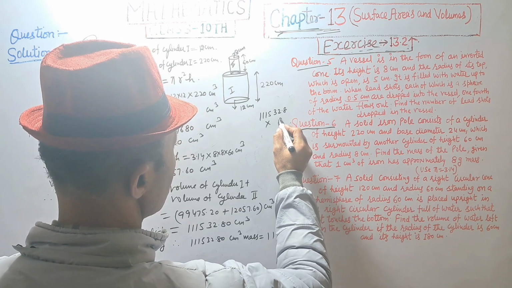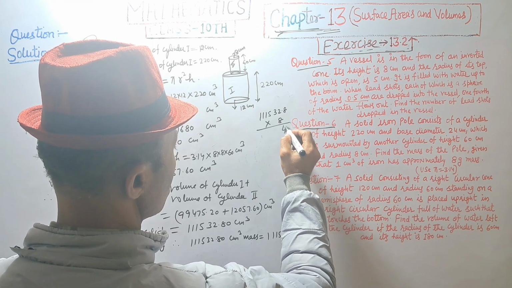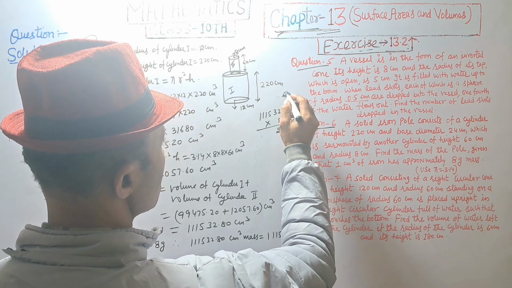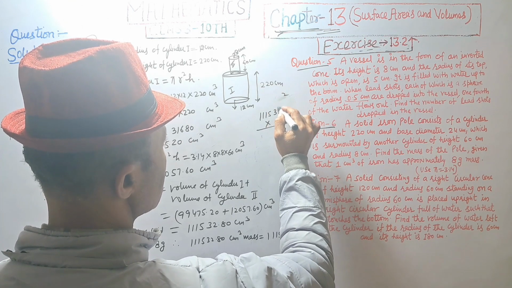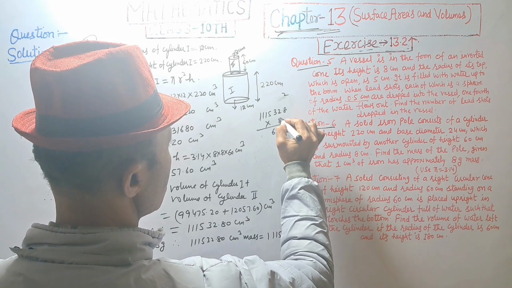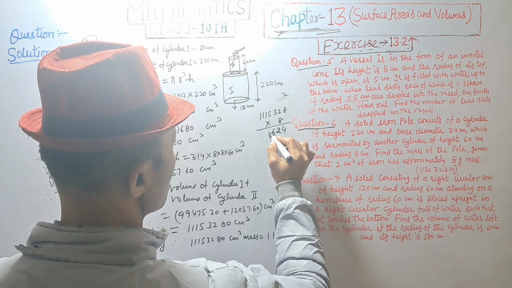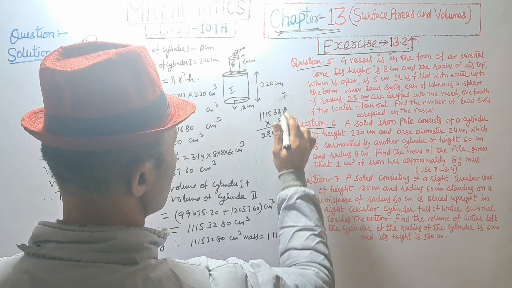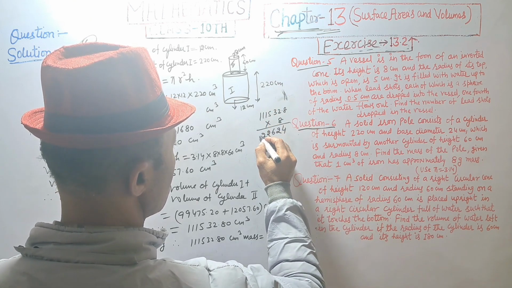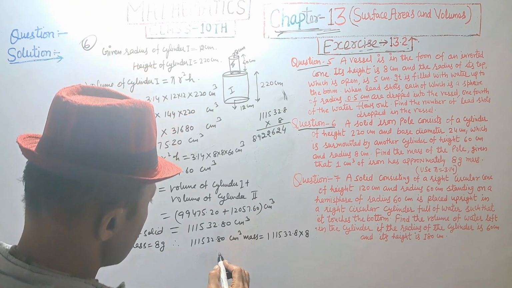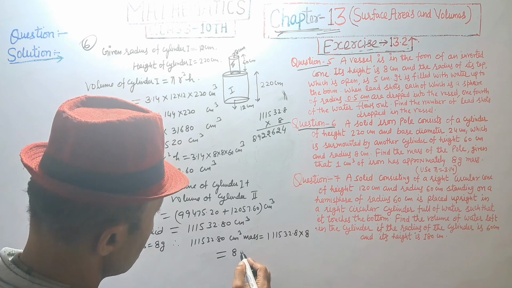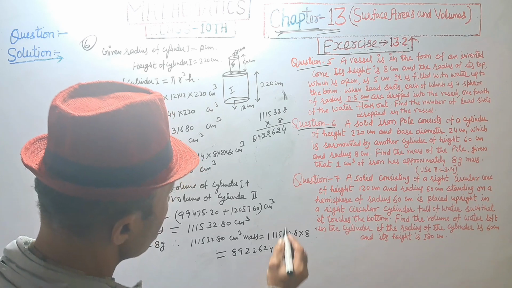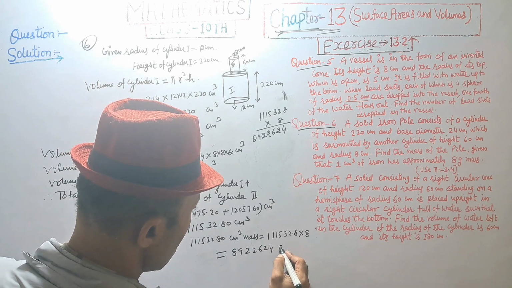111,532.8 multiplied by 8. 8 8s are 64, 6 carry, 8 2s are 16 plus 6 22, 2 carry, 8 3s are 24 plus 2 26, 2 carry, 8 5s are 40 plus 2 42, 4 carry, 8 1s are 8 plus 4 12, 1 carry, 8 1s are 8 plus 1 9, and 8 1s are 8, that is equal to 892262.4, and point is here, gram.